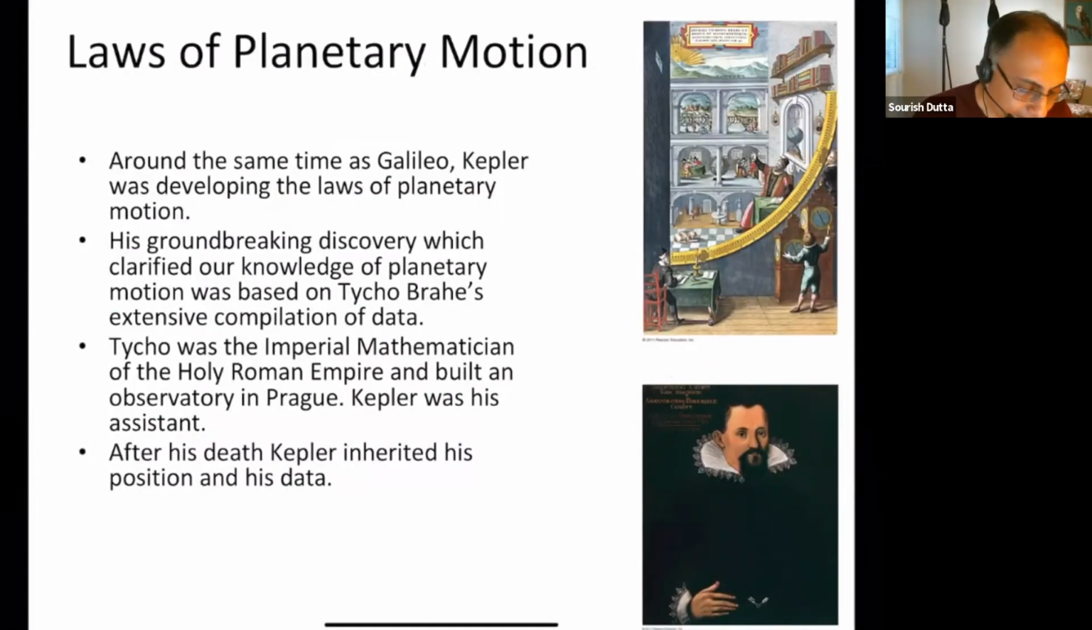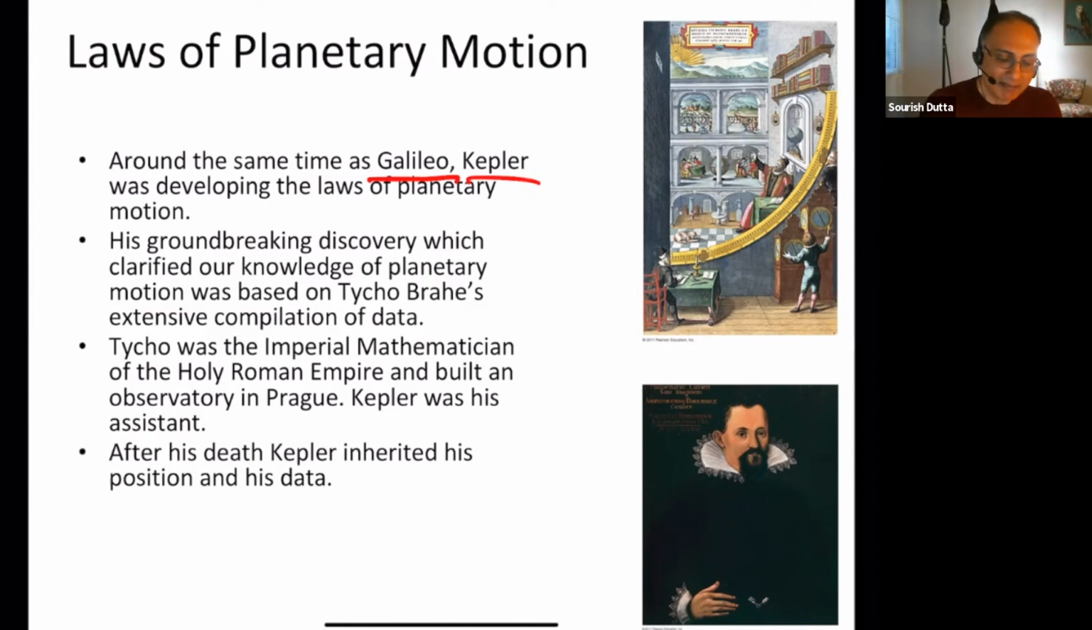All right. Now, around the same time as Galileo, there was a person named Johannes Kepler, who was another intellectual giant in the history of astronomy. Kepler was at the same intellectual level as Galileo, insanely brilliant. He knew right away that the geocentric model must be wrong. He had figured out that Copernicus's heliocentric model must be correct. And so his groundbreaking discovery was what clarified our understanding of the motion of the planets, right?